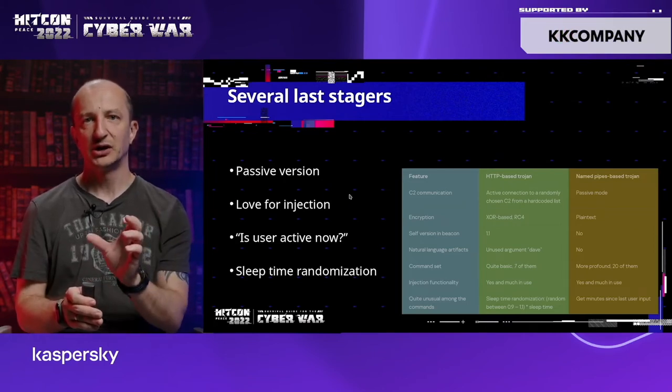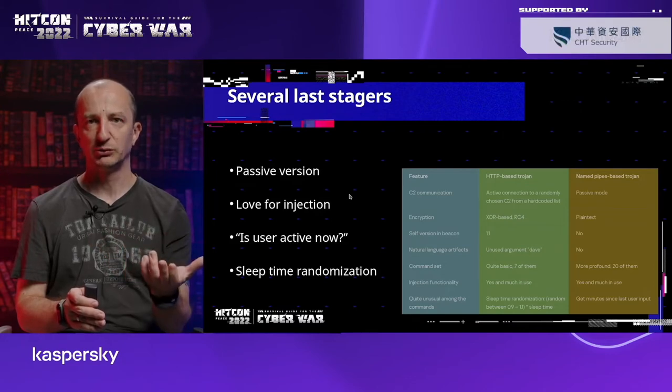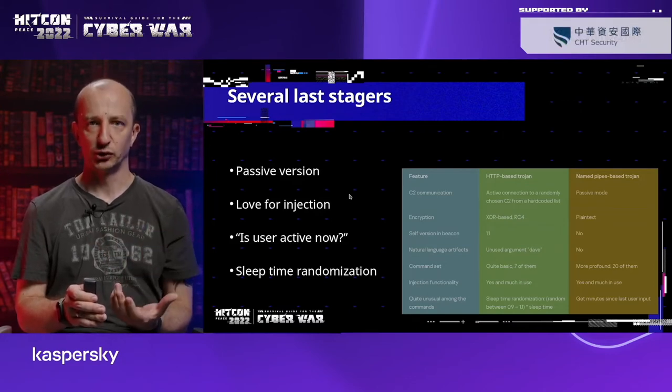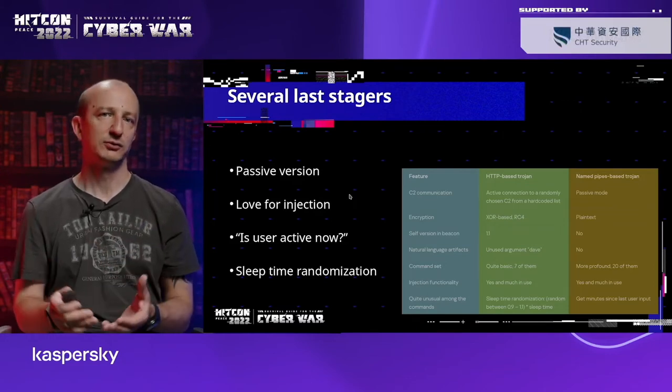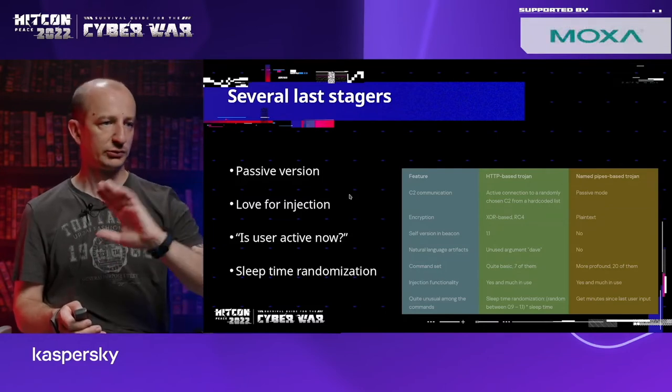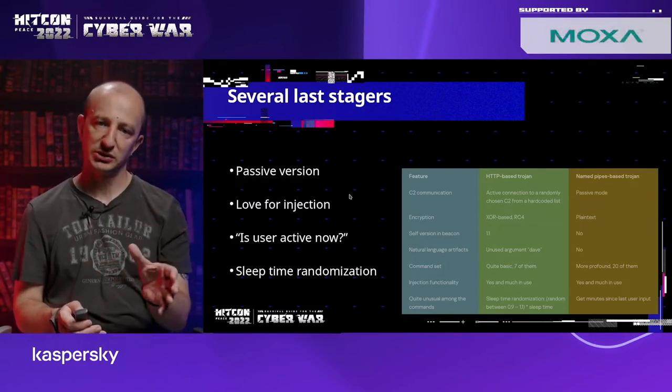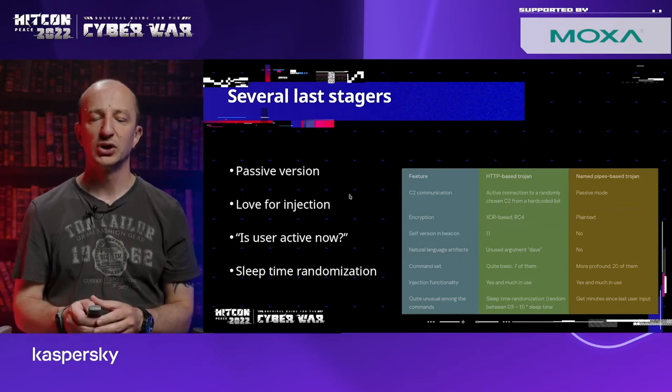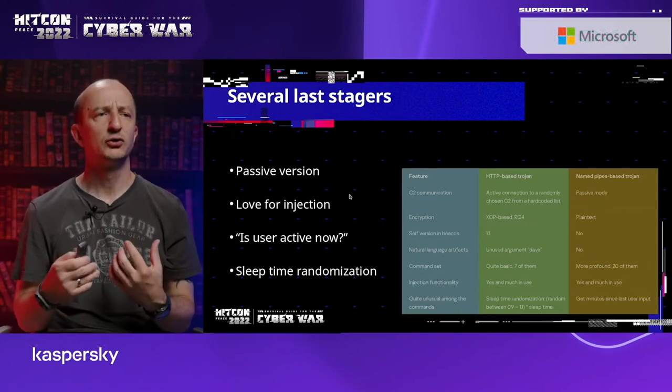Interestingly, the LAN version, which I named based on the named pipe, is a passive version. It means it's just waiting for the connection. It wouldn't throw any packets, just waiting. Nicely written. And they're really fond of injection.